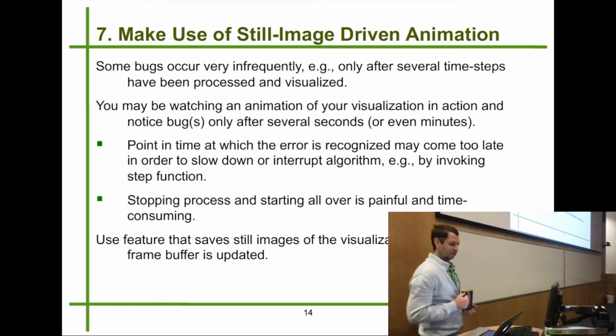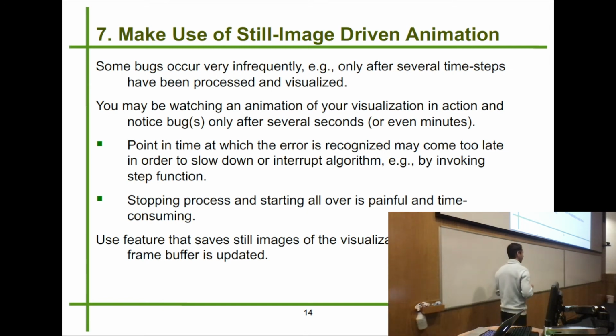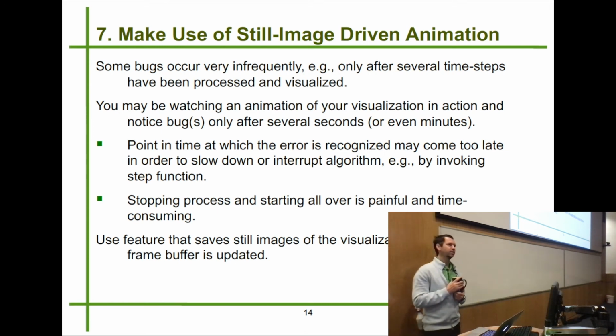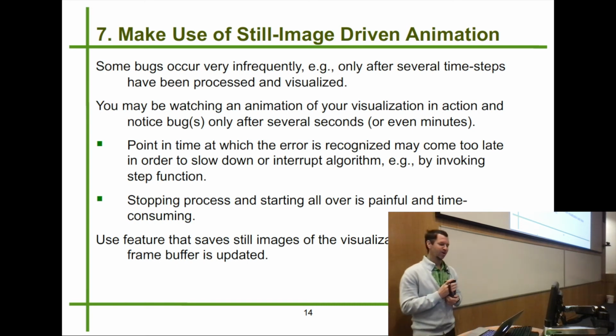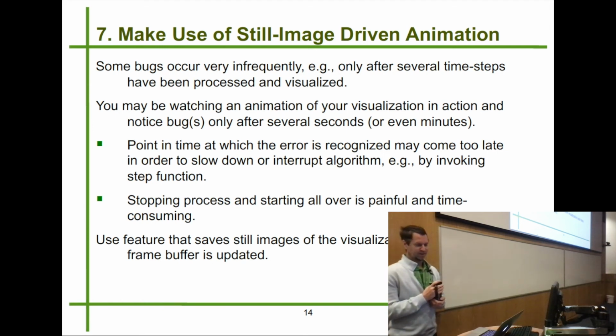Make use of still image-driven animation. This is a funny one. Sometimes you have a bug that occurs very rarely. It happens like 1 in 1,000 times or 1 in 10,000 times or something like that. So it's difficult to track down. It takes a lot of time and it's difficult to reproduce. It's one of those bugs that only occurs when you're sitting alone or you're trying to show it to an audience, but it doesn't happen when you want it to happen, right?